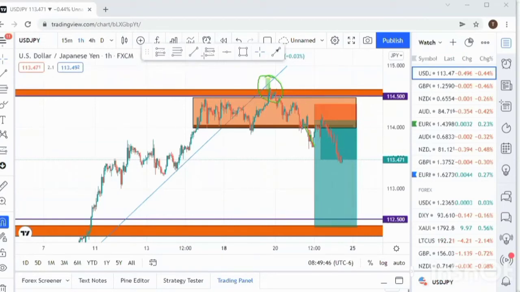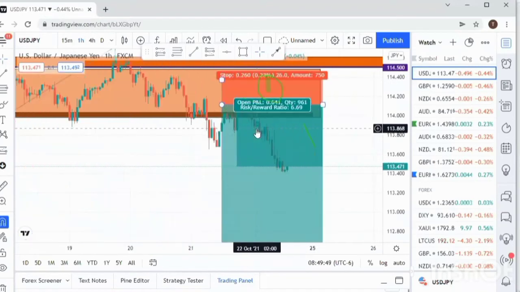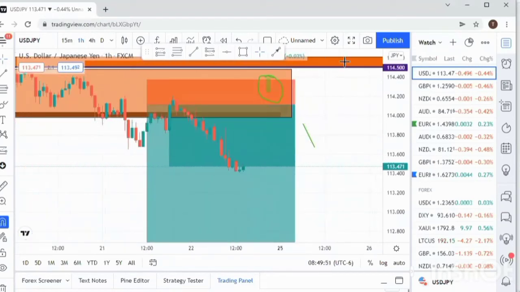Let me zoom in clearly. It actually did what? Break out of this box, retested this box. And guess what it gave us? The market actually retested and gave us a great entry criteria of what? A bearish engulfing candle. You can see it, a clear bearish engulfing candle.